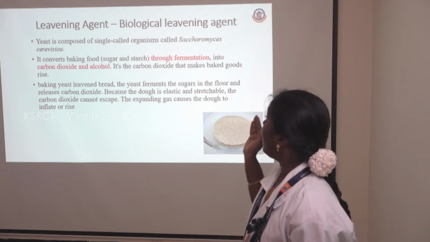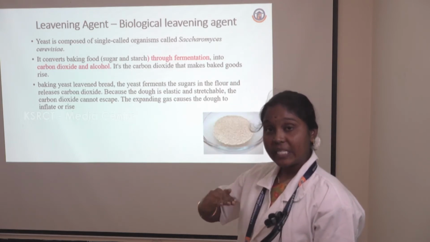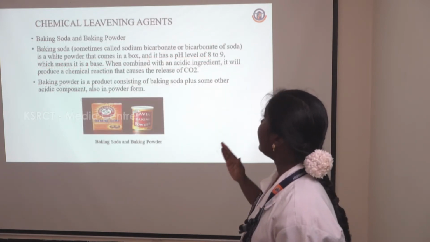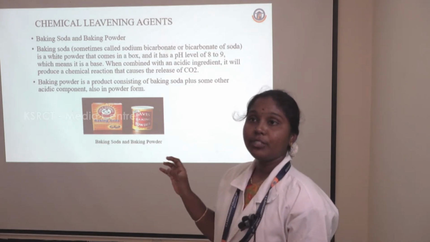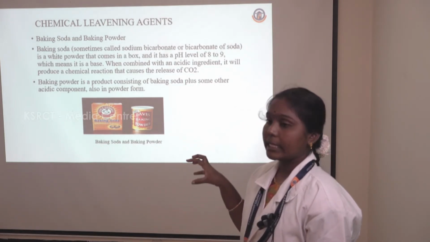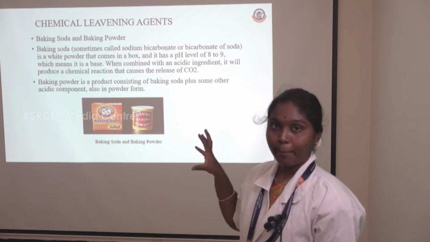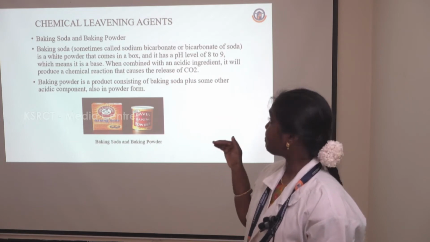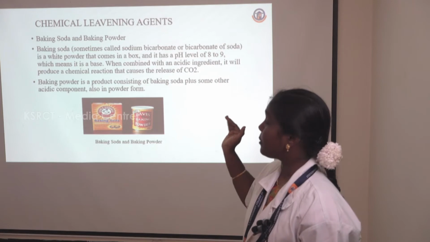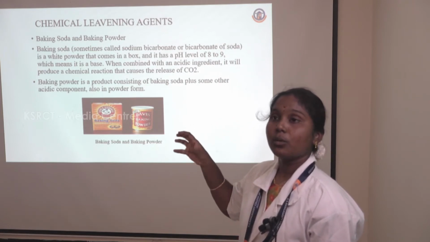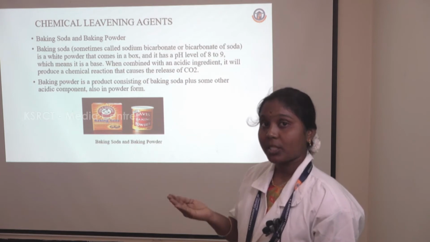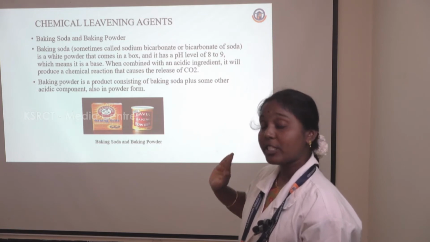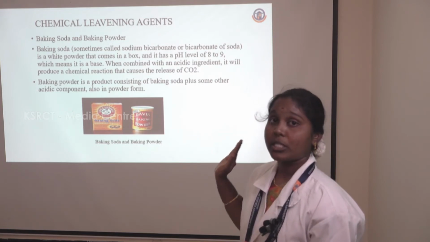With biological leavening agents, the rising volume is very high compared to the chemical leavening agent. Next is the chemical leavening agent. Any type of chemical leavening agent, generally in the baking sector, is baking soda, that means sodium bicarbonate, and another one is baking powder. This is also the same thing: for the leavening purpose we are going to use the chemical. The previous one was the biological leavening process, and now we go with the leavening process using a chemical. That's the major difference between the biological leavening agent and the chemical leavening agent.